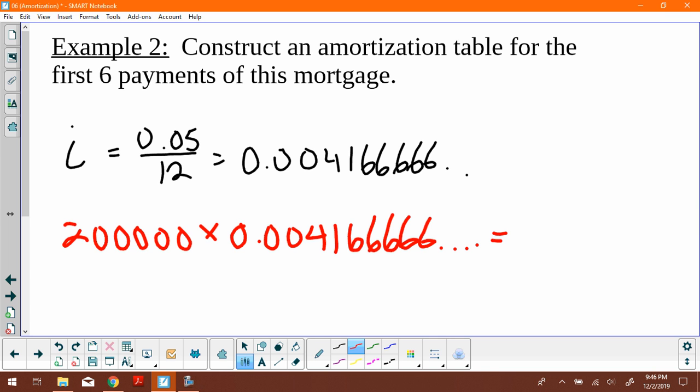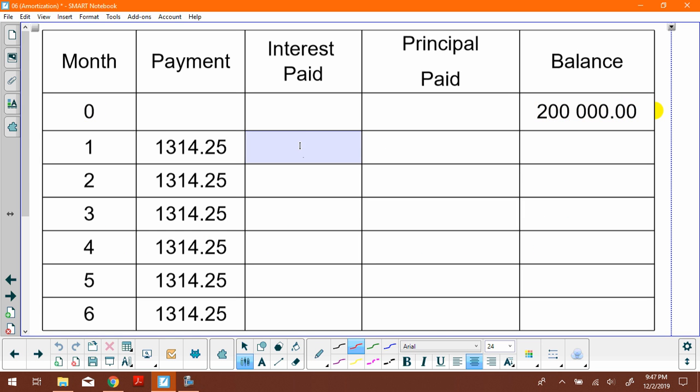Okay, and we get $833.33. So let's go back to our table and pencil that in. $833.33. That's how much interest we owed after 1 month.